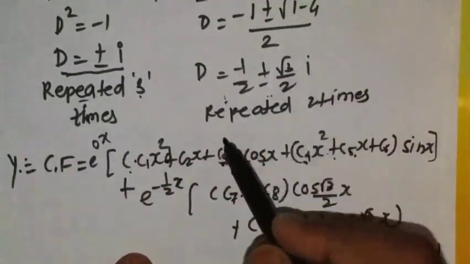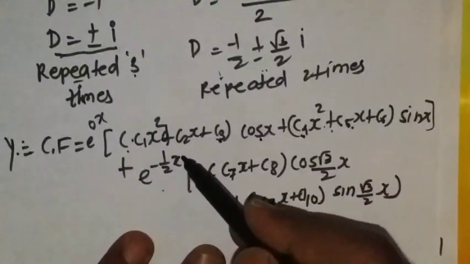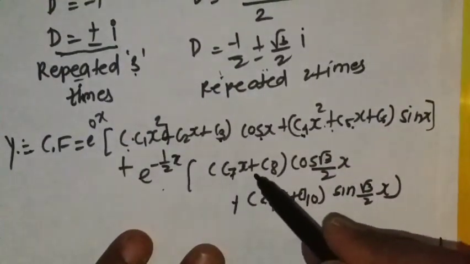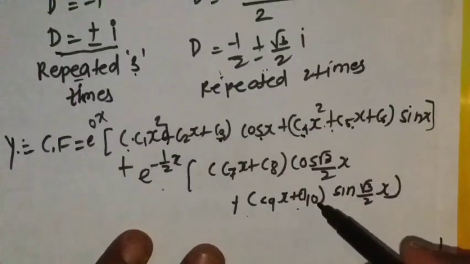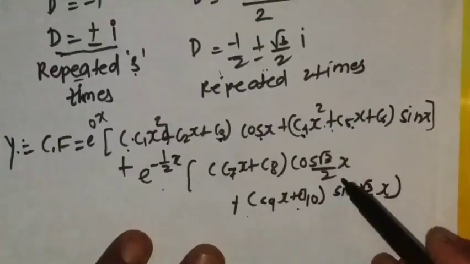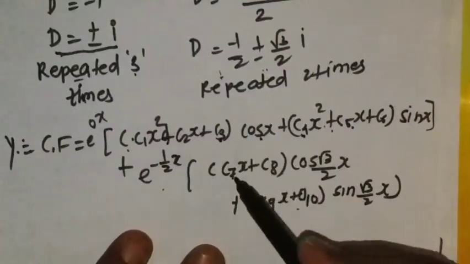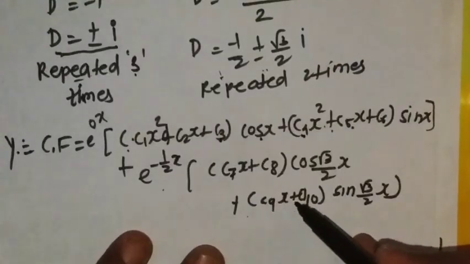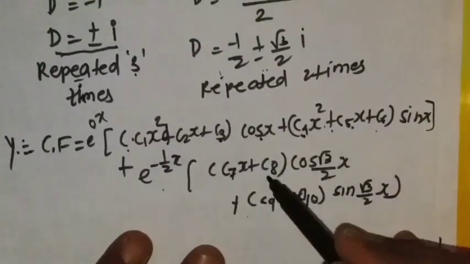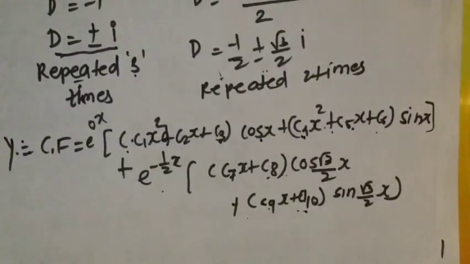Now the second pair of roots is repeated 2 times. Alpha is minus half, so it will be e raised to minus half x into (c7x plus c8) cos root 3 by 2 x plus (c9x plus c10) sin root 3 by 2 x. Beta is this, and this root is repeated 2 times, so in the coefficient of cos and sin there will be 2 constants, written in this fashion: c7x plus c8 and c9x plus c10. So 6, 7, 8, 9, 10, 10 constants. This is how we can write the complementary function in the case of repeated roots.